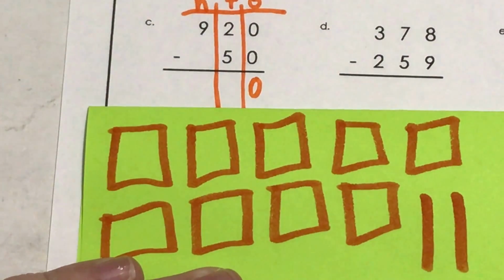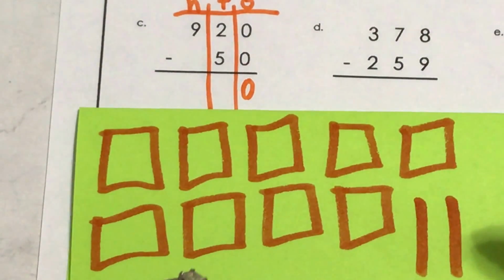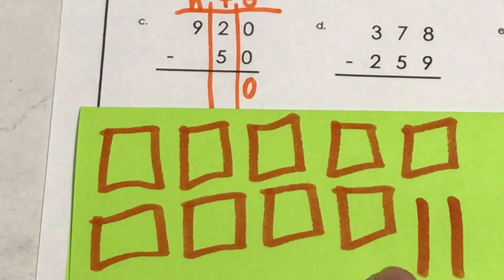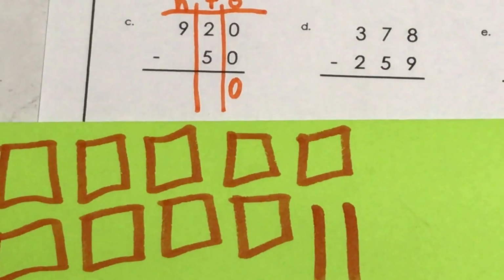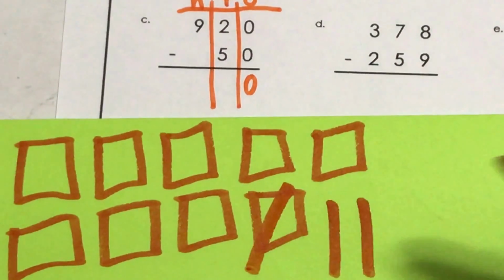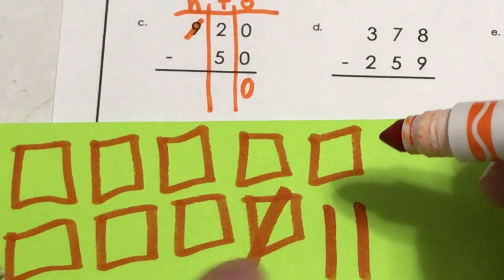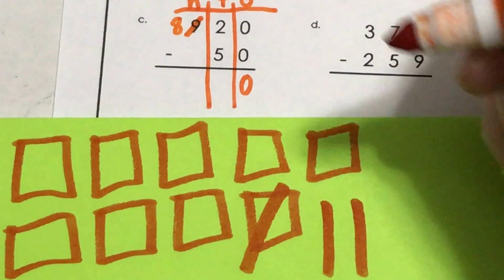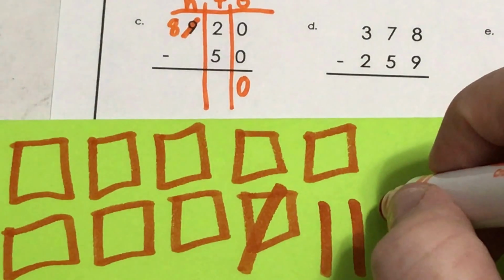Then I move over to the tens place. 2 minus 5. Well, here are my 2 tens. I don't have 5 tens to take away. So I'm going to have to regroup. The way I do that is I take one of my hundreds, cross it out. That's the same thing as crossing out this 9. And I change it to 800s because there were 900s, but now I'm only going to have 800s left. And that one group of 100 changes to 10 groups of 10.